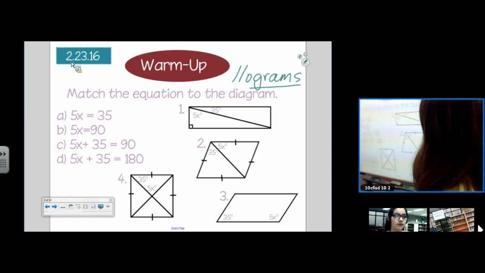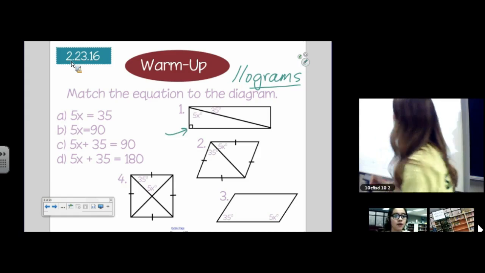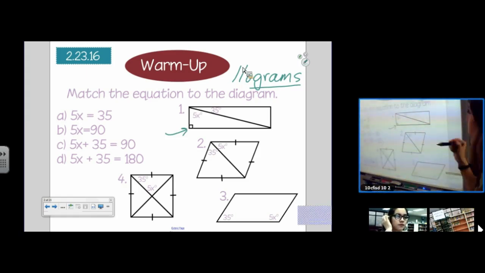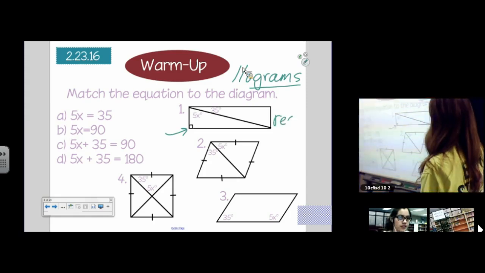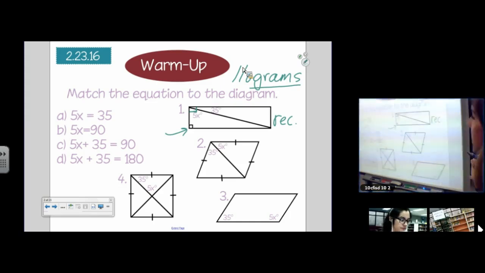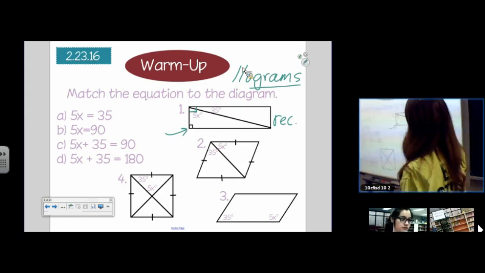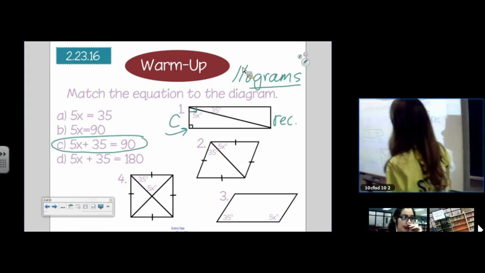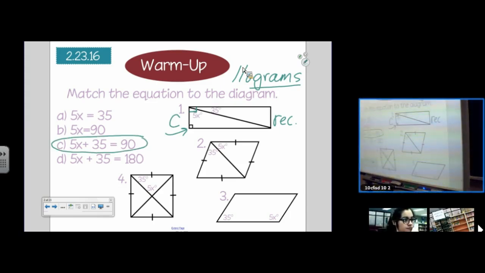Now, number 1 is a parallelogram with one right angle. So number 1 got promoted. That's not a parallelogram anymore. That is a rectangle. Because it's a rectangle, we know its angles are 90 degrees. Therefore, number 1 is C. 5x plus 35 equals 90. That's how you set up that problem.